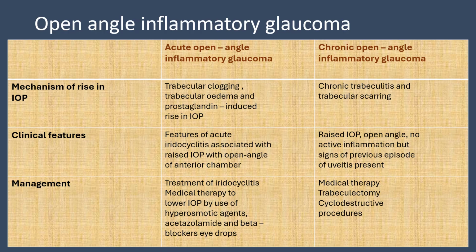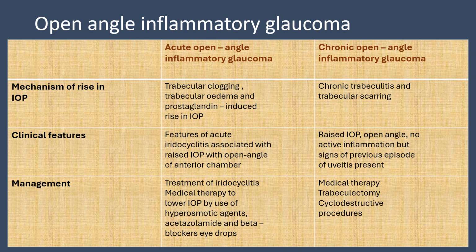Open angle inflammatory glaucoma can be of two types, acute or chronic. The acute open angle inflammatory glaucoma occurs because of trabecular clogging, trabecular edema, or prostaglandin-induced rise of IOP. Whereas chronic open angle inflammatory glaucoma occurs because of chronic trabeculitis and trabecular scarring. The clinical features of acute open angle are almost like acute iridocyclitis, which is associated with raised IOP with open angle of the anterior chamber. Whereas in chronic open angle glaucoma, the angles are open, the pressure is raised, but there is no active inflammation, but the signs of previous episodes of uveitis are present.